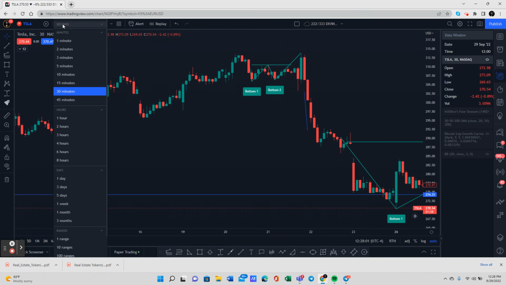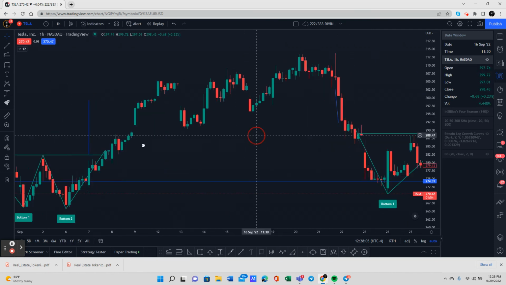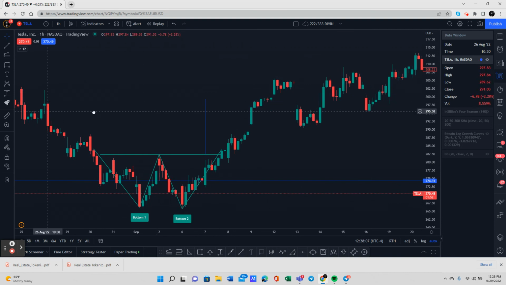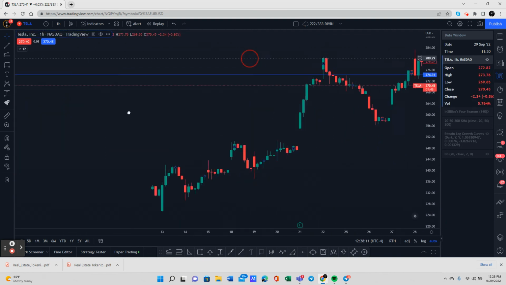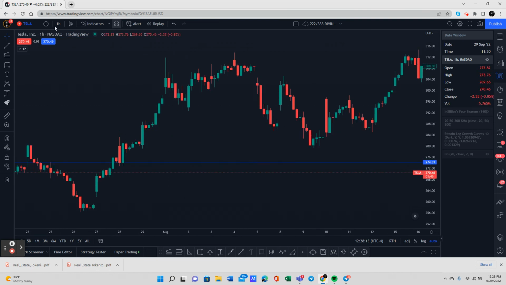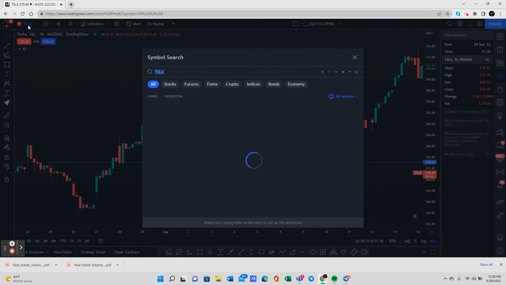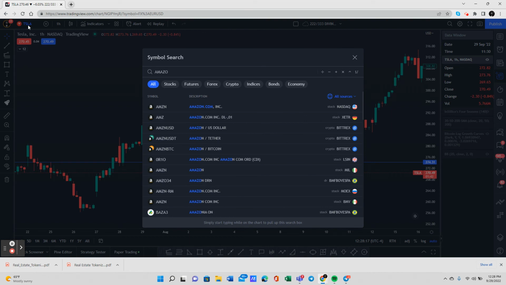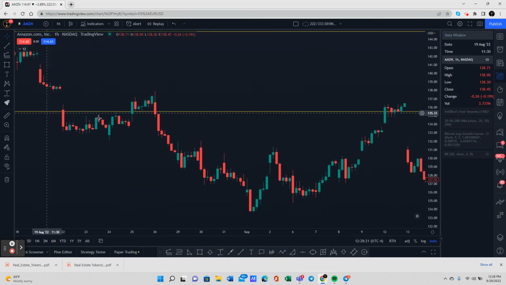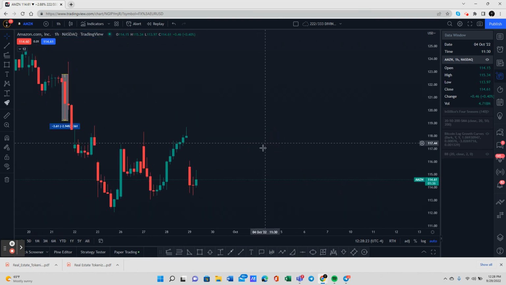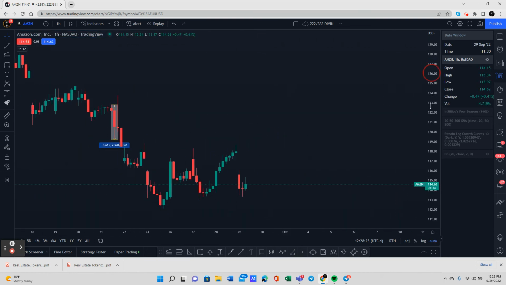Okay, let's go look at maybe the hourly. Let's see if we can find any double tops that have occurred on this. Now, sometimes you're not going to have anything that shows up, and that's fine. You move on to the next. Let's look at Amazon maybe, and let's see what's going on over here. All right, so this is on an hourly, and like I said, on the hourly, sometimes you're not going to see it. Now, watch this.